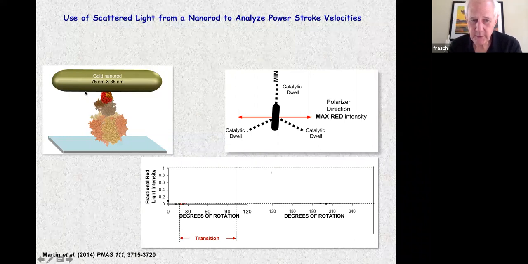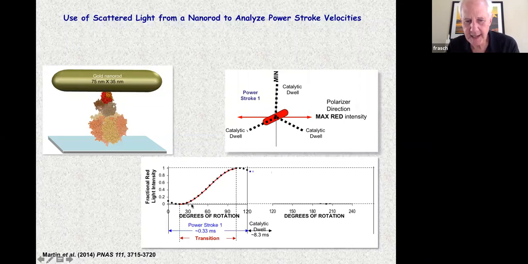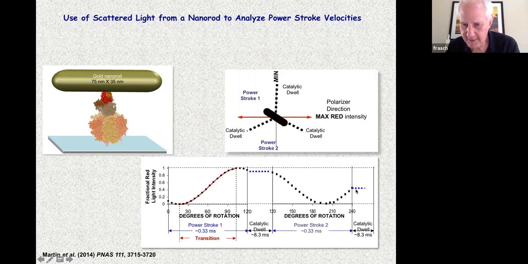So what we do, at the very beginning of the experiment, is identify our rotating nanorod and line the pinhole up. Before we start collecting data, we rotate the polarizer so that the minimum is aligned with one of the 3 catalytic dwells. Consequently, when it's rotating, one of the 3 subsequent power strokes will start at a minimum, go through a maximum, and then to the next catalytic dwell, and then on to the third, and then finally this will repeat, so that it now comes up and back down here.